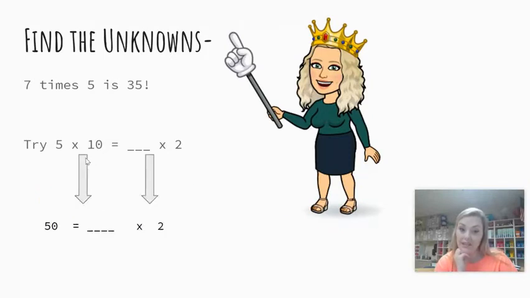Okay, hopefully you've had a chance to look at that. So we're going to start out with 5 times 10. We know that 5 times 10 is 5 groups of 10. 10, 20, 30, 40, 50. So we rewrite the problem as 50 is the same as blank times 2. Something times 2. 2 groups of something is 50.